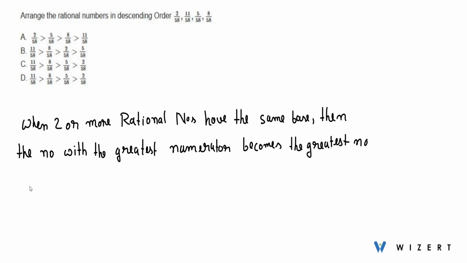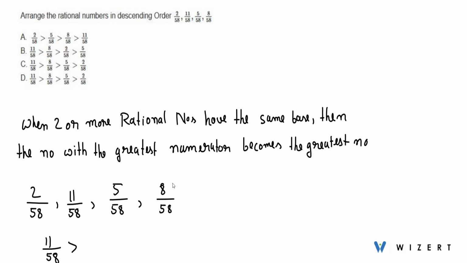That's it. So here the numbers we have are 2 upon 58, 11 upon 58, 5 upon 58, and finally 8 upon 58. Now among all these numbers, 11 upon 58 has the greatest numerator, which is 11. So 11 upon 58 is the greatest number among all these 4 numbers.